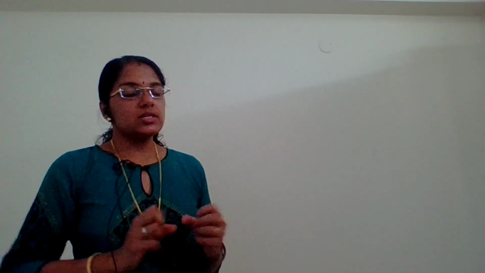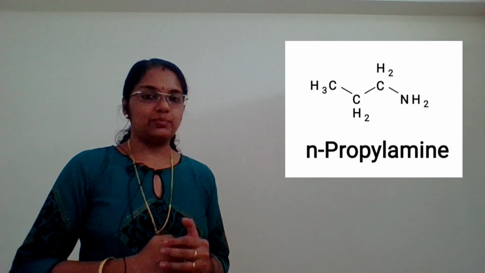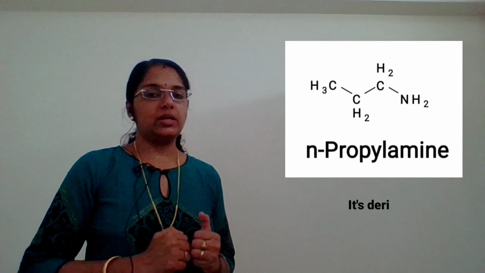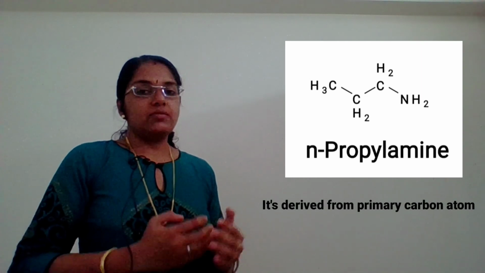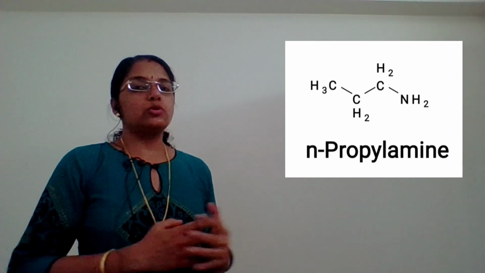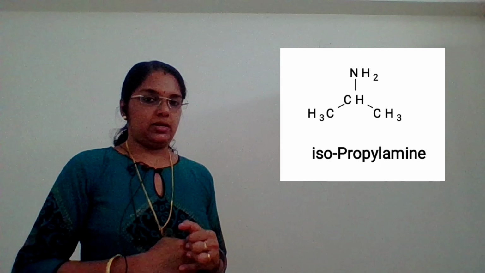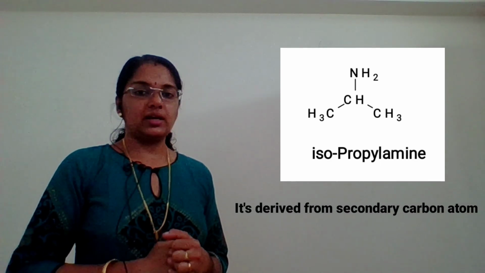If the hydrogen atom leaves from a primary carbon and the amine is attached, it is termed as N-propyl amine. That means N-propyl amine is derived from the primary carbon atom. And if a hydrogen atom leaves from the secondary carbon and an amine group is attached, it is termed as isopropyl amine. So isopropyl amine is derived from the secondary carbon.